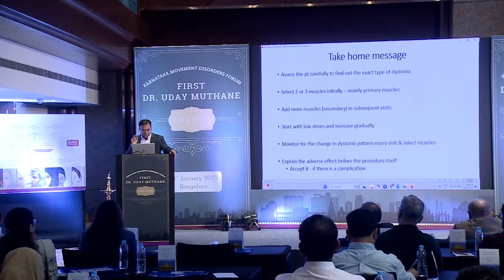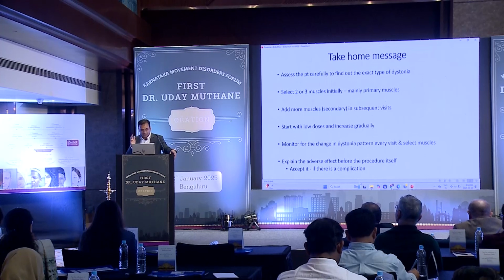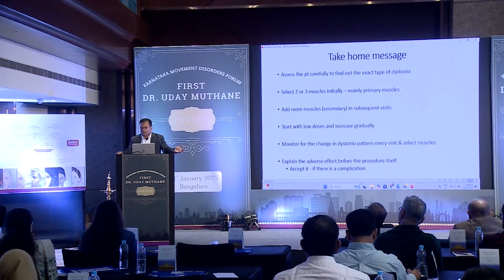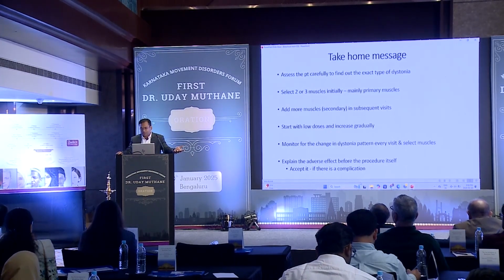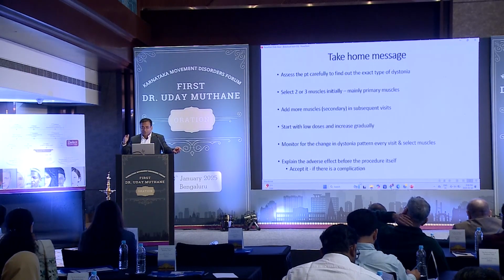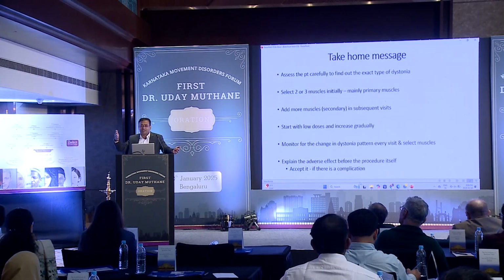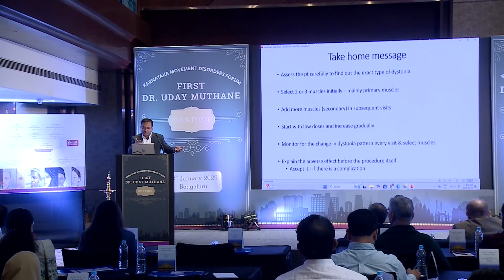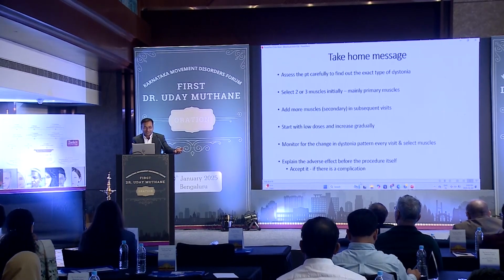As I told you, start with a low dose, gradually increase, and assess the change in dystonia pattern every visit and select the muscles. And if there is a complication, don't say, oh, this can be some other reason. Tell them, yes, I told you earlier itself, it can have a side effect. The important thing is, it's good news that you had a side effect. I usually use 300 or 400 units for this type of patient, and you got it within 150 units. So next time I can use fewer units and you can save the money. The patient will be really happy.